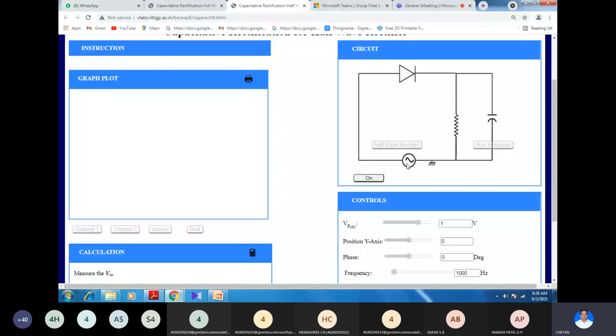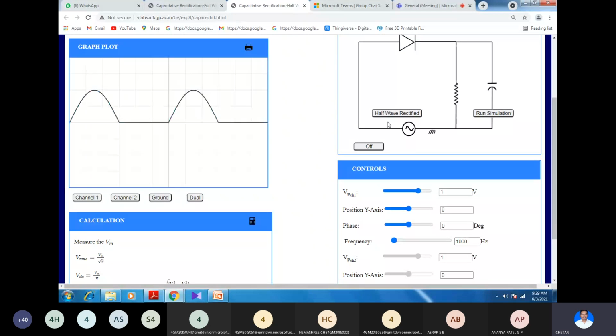I'll just turn this on. So this is the rectified output without capacitor filter. You can see on this screen, this waveform indicates a half wave rectifier's output without capacitor filter. Now if I run the simulation, I can see, right?